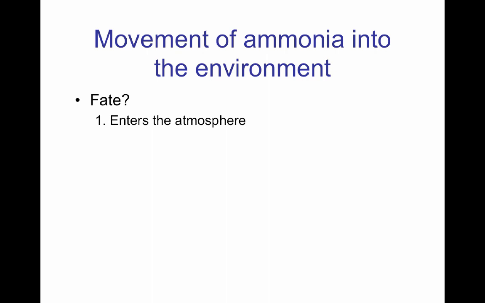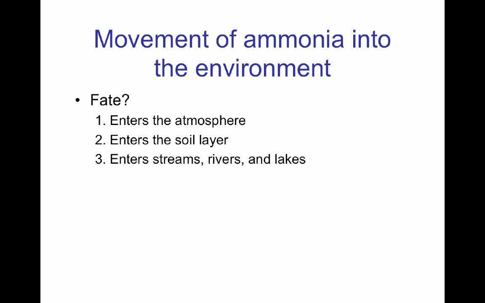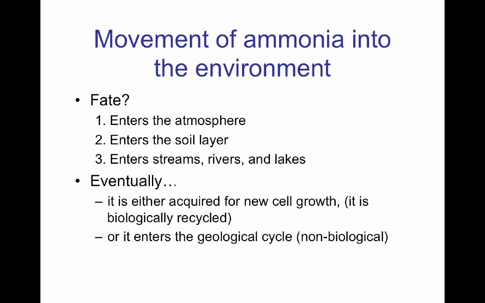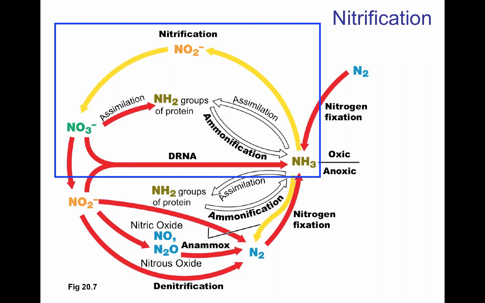So what's happening to the ammonia that is produced from the degradation of plant or animal matter in the environment? Some of it is going to enter the atmosphere. Other portions are going to enter the soil layer in the geological cycle of nitrogen. Some of it is going to enter streams, rivers and lakes, and that could be one of the main sources of algal blooms that we see in some of the rivers and lakes that we have around here in Merced County. And eventually, that nitrogen will be acquired for cell growth and recycled biologically, or completely enter the geological cycle, which is non-biological, as you know.